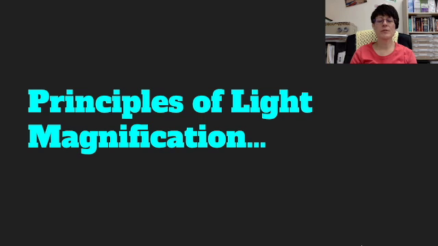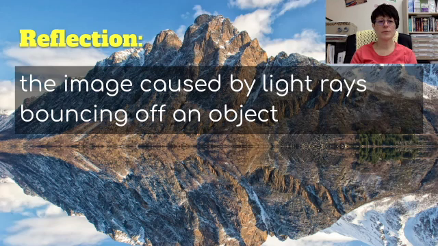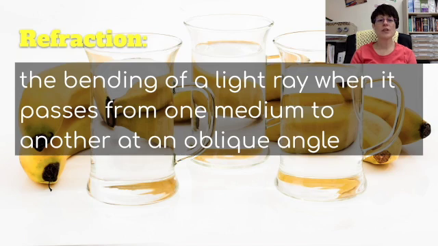Now let's talk about the principles of light magnification to help us understand how microscopes work. First of all, there's reflection. This is the image caused by light rays bouncing off of an object. This is the reason we see things, because there has to be reflection of some kind in order for us to see objects. There's also refraction. This is the bending of a light ray when it passes from one medium to another at an oblique angle. The lenses are curved, and that curvature of the lenses causes the light to bend, and we can magnify objects by bending that light.